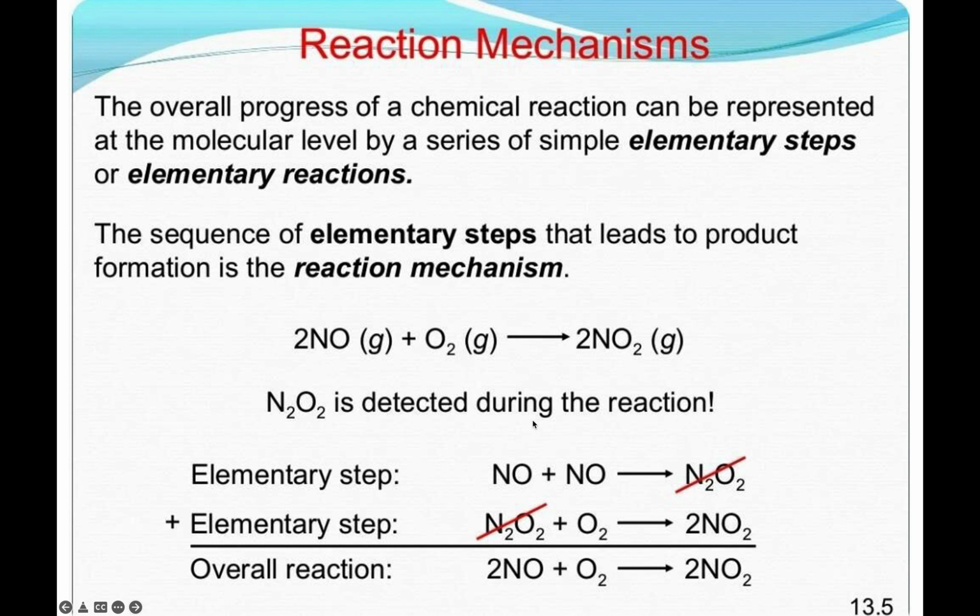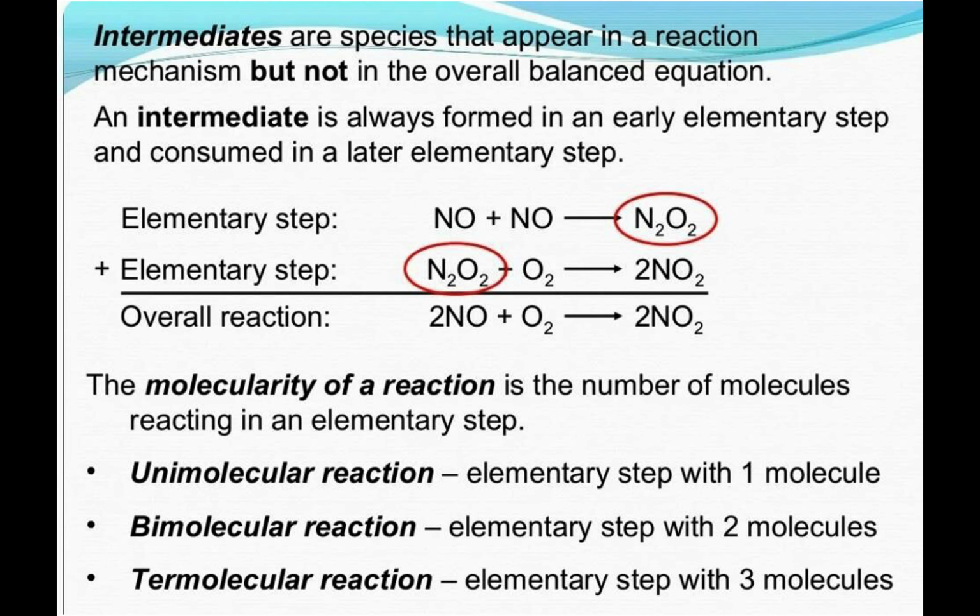See, 2NO means NO plus NO. So NO plus NO will give you N2O2, 2 times N and 2 times O. So that is N2O2. So next elementary step is this N2O2. See, from here we get N2O2. Here in this equation we are not showing this N2O2. So that N2O2 reacts with this oxygen, and that finally gives you 2NO2. See, these two get cancelled. So the overall reaction will be NO plus NO means 2NO plus O2 gives 2NO2. So that is the way which you have to understand the reaction mechanism.